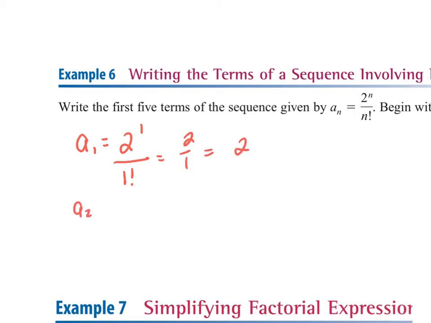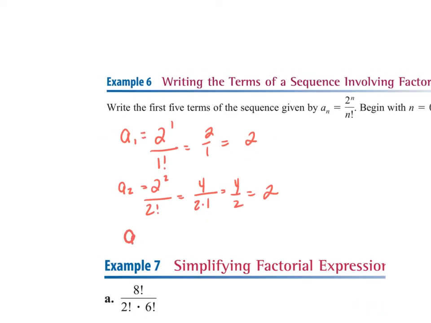So if I'm going to find the second term, I have 2 to the second power over 2 factorial. Well, that means 2 squared is 4 over 2 times 1. 4 over 2 equals 2. You guys with me? Okay, so the third term, a sub 3, is 2 to the third power over 3 factorial, right? So 2 times 2 times 2 is 8, right? And then 3 factorial is 3 times 2 times 1. So it's 8 over 6, which is the same as 4 over 3. You guys with me?